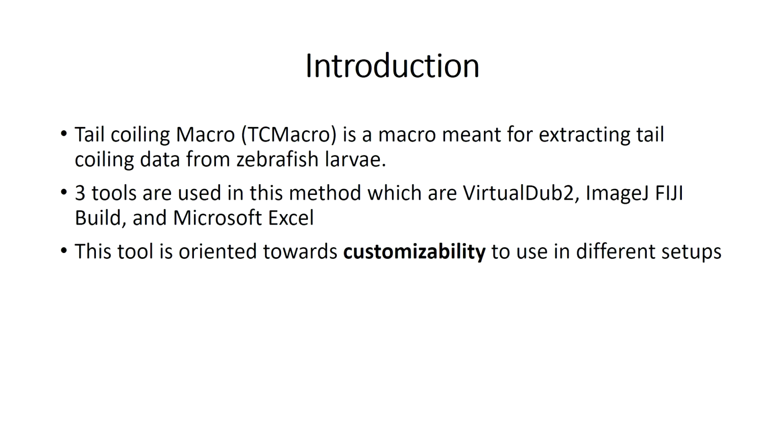The tail coiling macro, or TC Macro, is a macro meant for extracting tail coiling data from zebrafish larvae. We use three tools in this method, which are VirtualDub2, ImageJ-based, and Microsoft Excel. This tool is oriented towards customizability for use in different setups.